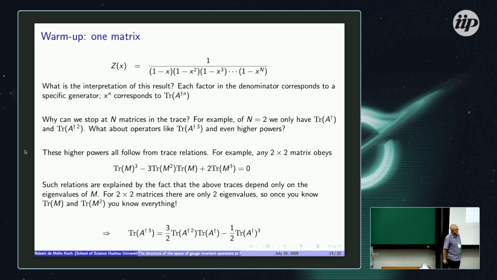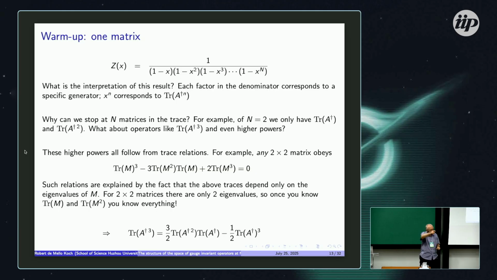Now, how can that be true? If we take, for example, something like the trace of a dagger cubed, that looks like a perfectly good gauge invariant operator, and it's not something that we've included. So where does the trace of a dagger cubed come from? Well, it comes from trace relations. So this is going to be the main ingredient today, the trace relations. So let's talk a little bit about that.